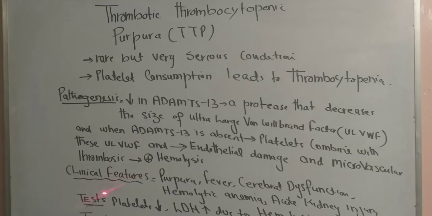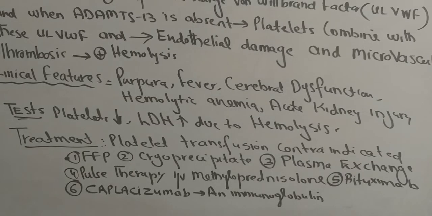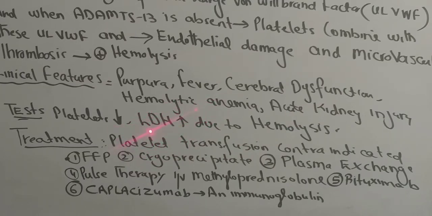What tests do we get? To diagnose and monitor, we get platelets which are less. That is why we call it the thrombocytopenia, and we will also get the lactate dehydrogenase. Now this lactate dehydrogenase increases because there is an increased hemolysis which generates lactate dehydrogenase. So not only does it help to diagnose the case, but it also helps to monitor the prognosis and the success and failure of the treatment.